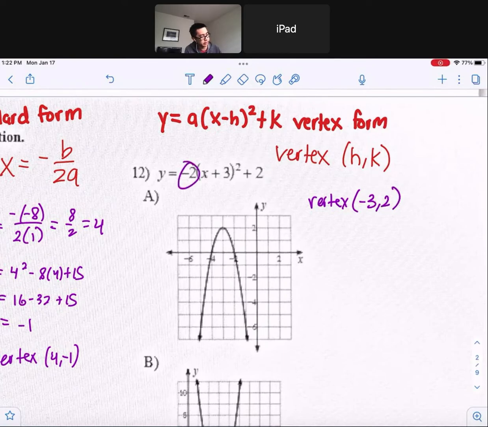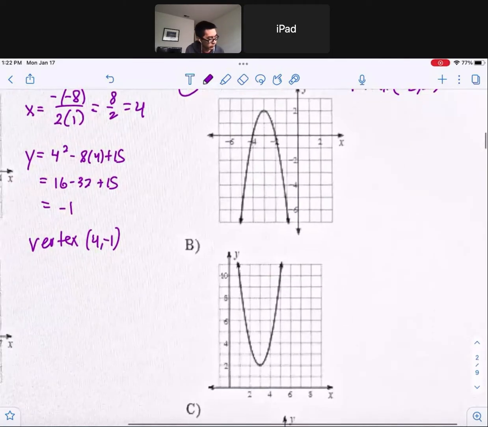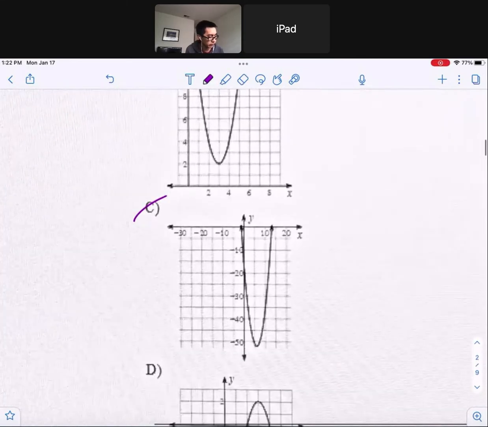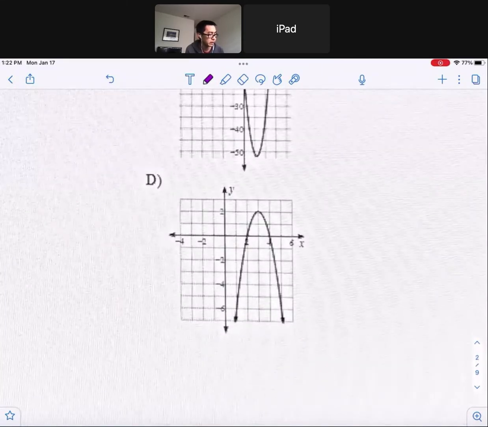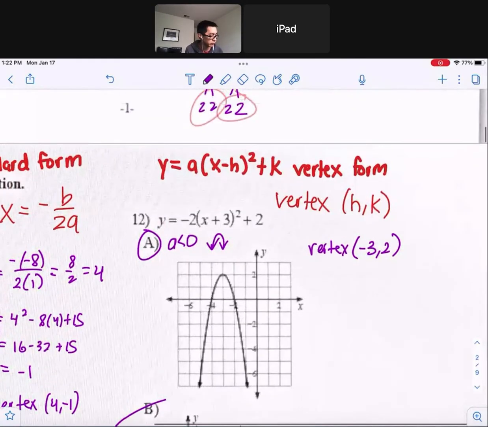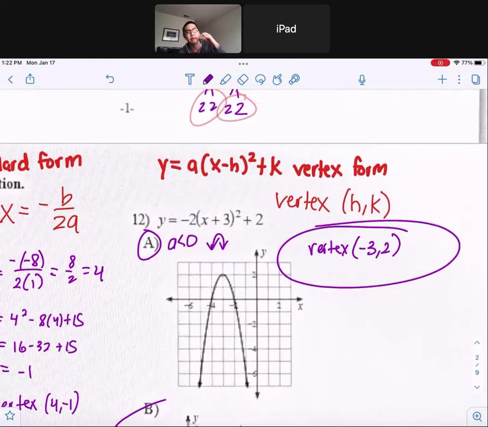Now, since this is negative, you guys, that means it opens down. So negative 3, 2 looks to be the first one because it opens down and it has a vertex right there at negative 3, 2. This one opens up, so it can't be that one. That one opens up, so it can't be that one either. This one opens down, but that's at positive 3, 2 when we know our vertex should be negative 3, 2.